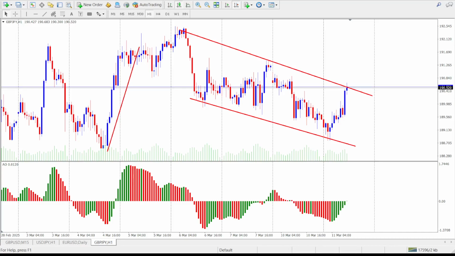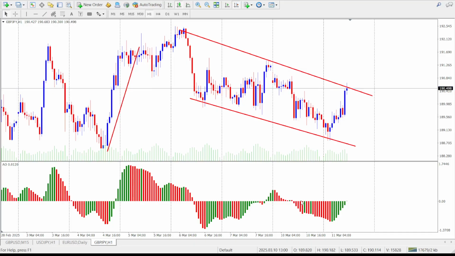Then the third step is to confirm with the bar colors. Before jumping into a trade, we need confirmation. It is necessary. After the crossover, wait for a green bar above the zero line for a buy setup, or a red bar below the zero line for a sell setup. Okay, this ensures that momentum is aligned with the trade direction.